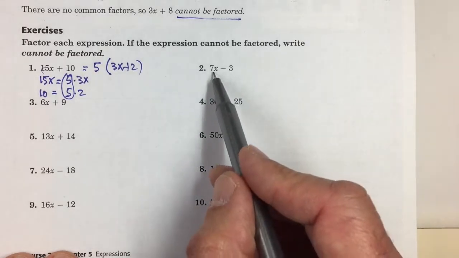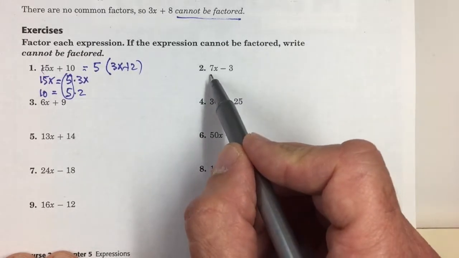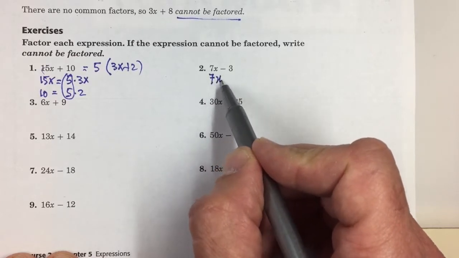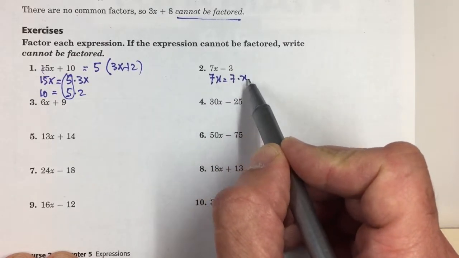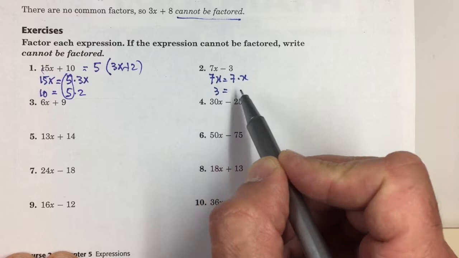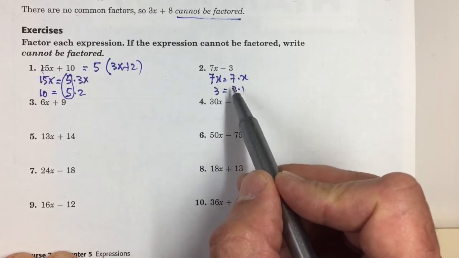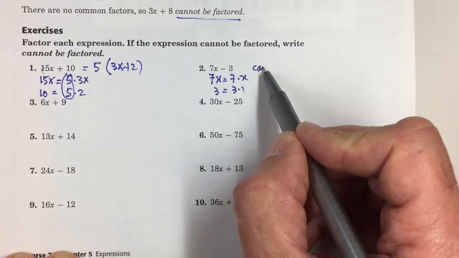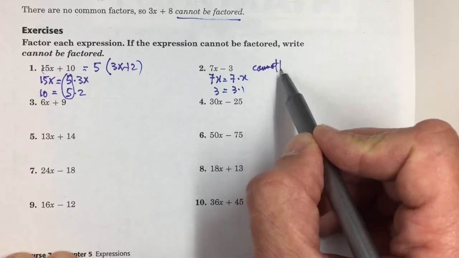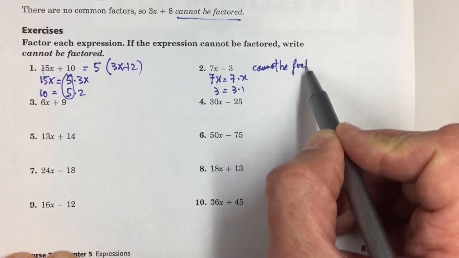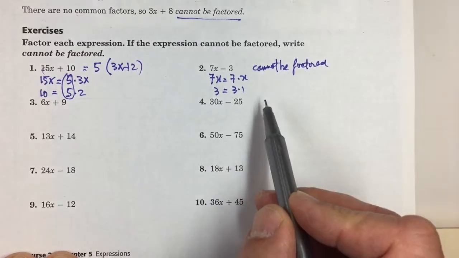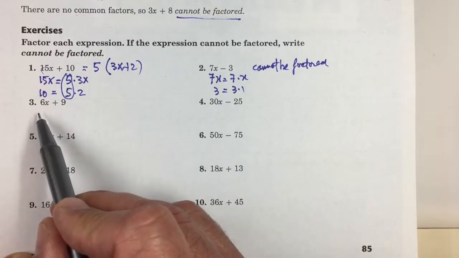Let's go to the next one, 7x minus 3. I can factor 7x as 7 times x, and 3 as 3 times 1. In this case, we don't have common factors, so this one cannot be factored. Okay? Let's go to the next, number 3.